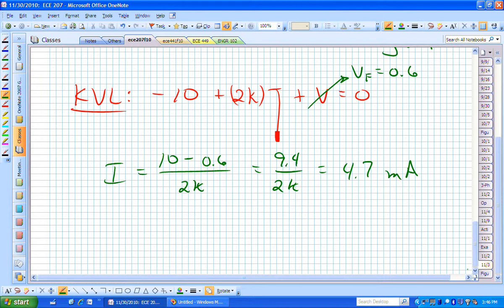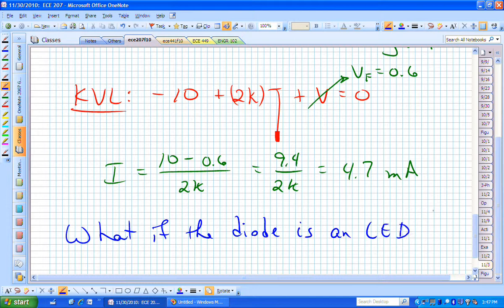I'm getting ahead of myself thinking, how bright is that LED or diode if it was replaced with an LED? So what if the diode was not just a diode, but we now allow it to be a light emitting diode, or an LED?